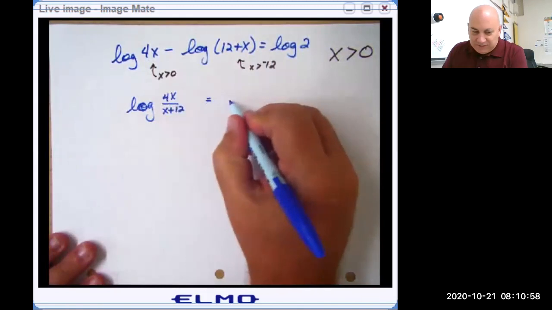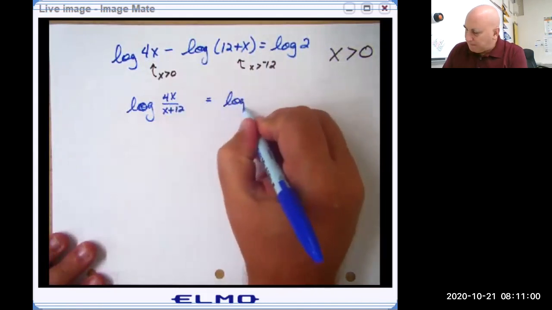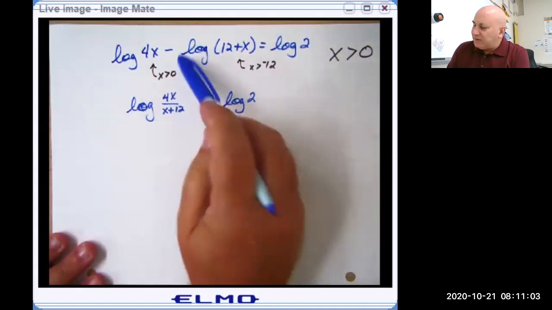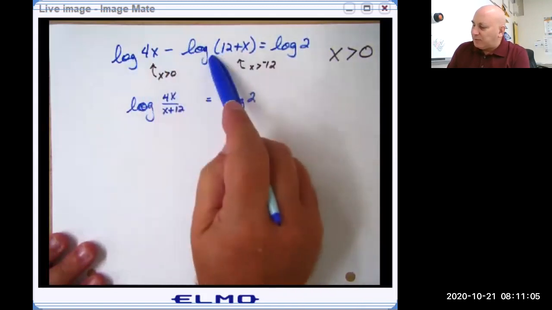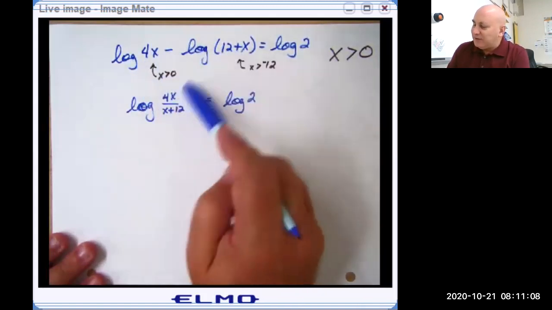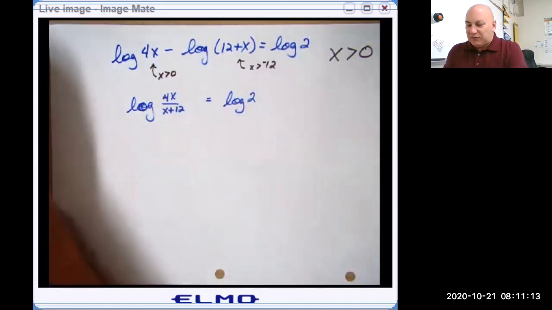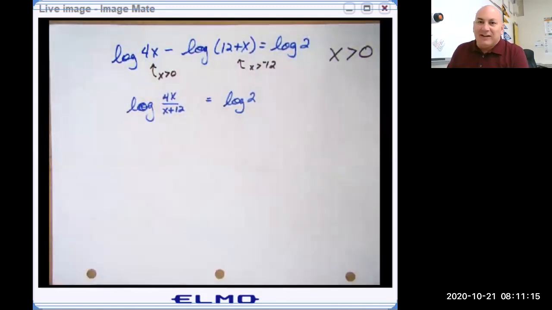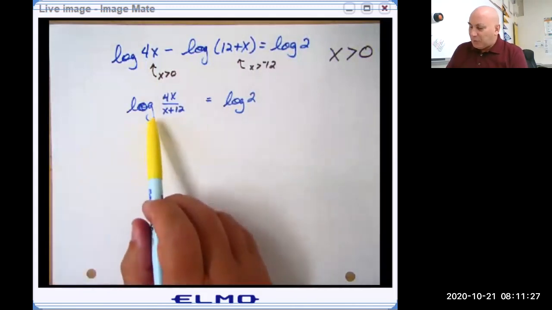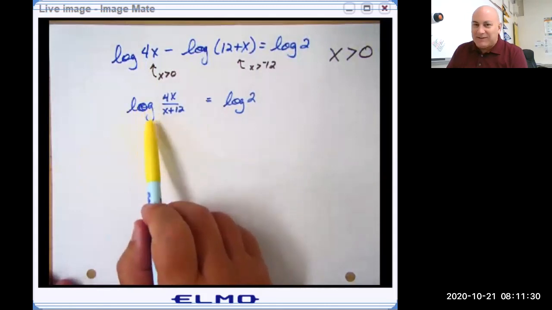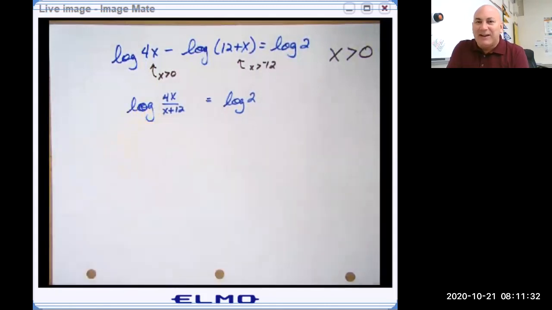So what I've done in this step is I said we're subtracting two logarithms. I must be dividing these two numbers. So my next question, what base are we dealing with here in this problem? And the answer is we're dealing with base 10, because whenever we write log, it's base 10. If we write ln, it's base e.